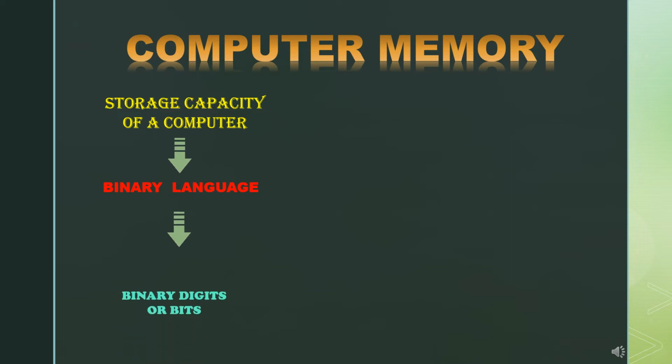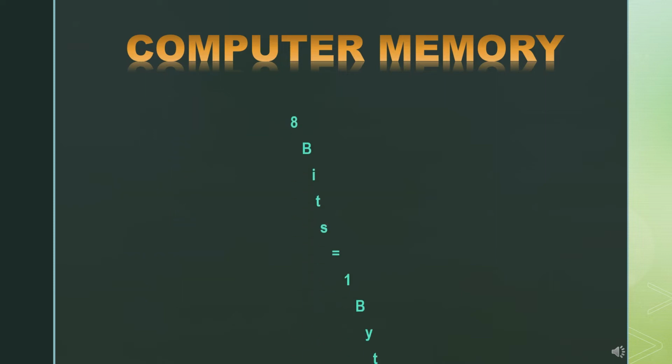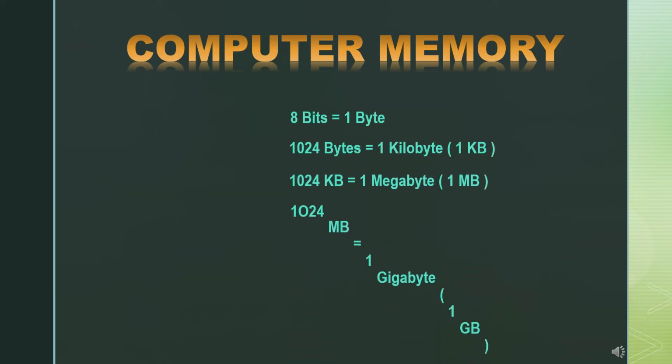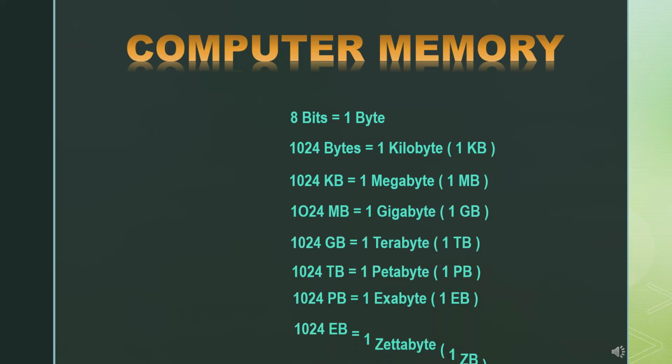These digits are called binary digits, or in short we call them bits, and they get stored inside the computer memory. So when we have 8 bits of information, it gets converted into 1 byte. Similarly, when we have 1024 bytes, it gets converted into 1 kilobyte. So you can scroll the list and see the different units of measurement. Now the question is, why is it important? It is important because it tells us how much data can be stored in the computer.